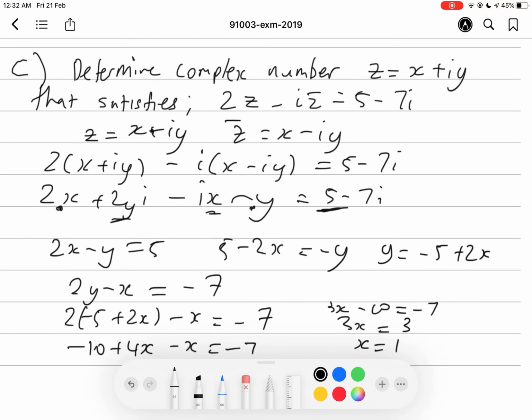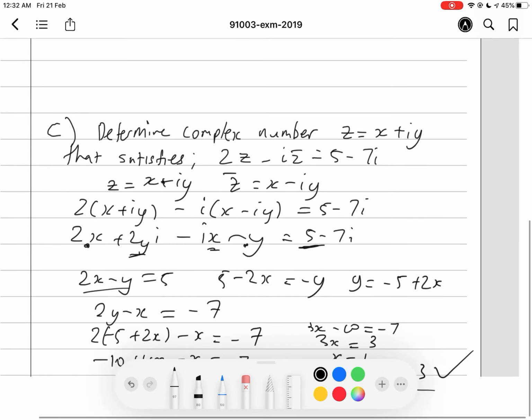And if x equals 1, then we substitute back into this equation. So 1 times 2 is 2. 2 minus y equals 5. So 2 minus negative 3 is 5. So therefore y equals negative 3. That is your final answer. This is the correct answer.